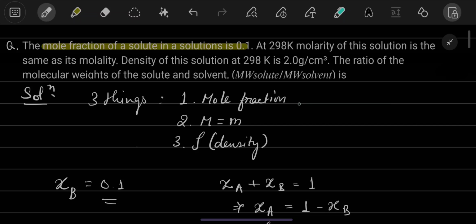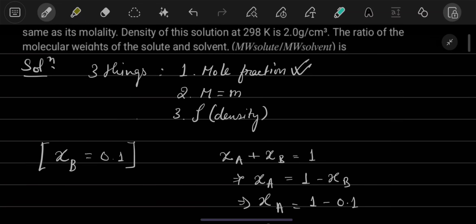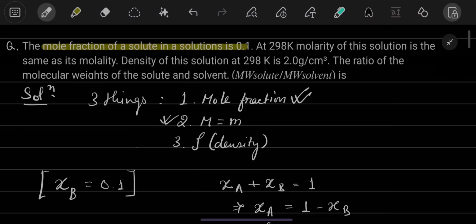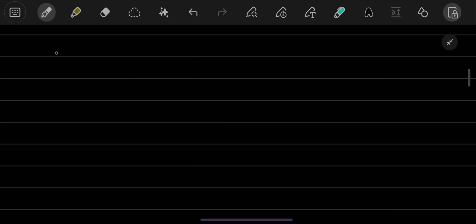So our first task is done. We found that the mole fraction of the solvent is 0.9 and the mole fraction of the solute is given as 0.1. We'll proceed to the next task, that is the molarity is equal to molality. So at 298 Kelvin, the molarity is same as the molality. We'll write as it is given in the question, that is molarity is equal to molality.